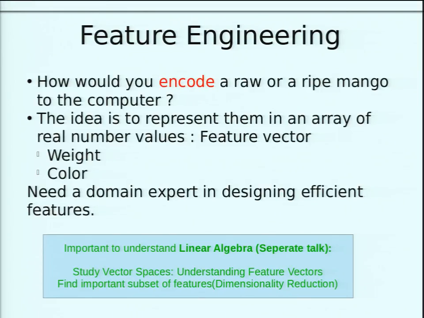At this point I would like to make a comment that these feature vectors are nothing but an array of real number values, and they're nothing but points in some n-dimensional space. So for example, if I take weight and color, I get points in two-dimensional space, right? And linear algebra is a topic that helps you understand these vectors, their properties, and how they interact with each other, right? We have a talk on linear algebra later in the week. We have a talk on linear algebra today actually.